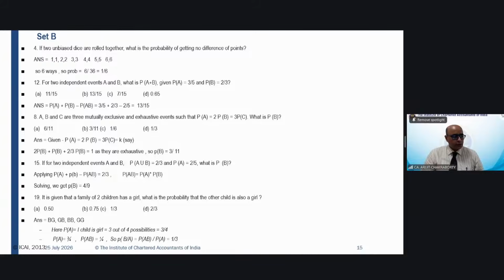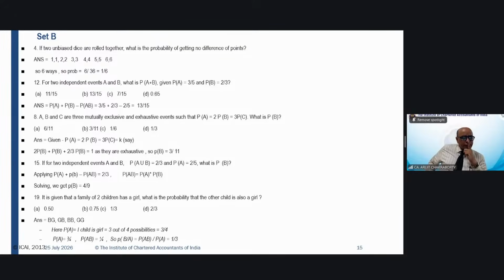A family of 2 children has a girl. Now, in a family of 2 children, what are the possibilities? Either you have boy-girl, girl-boy, both are boys, or both are girls. So this defines the sample space: BG, GB, BB, and GG. Right? I'm sure you will agree.